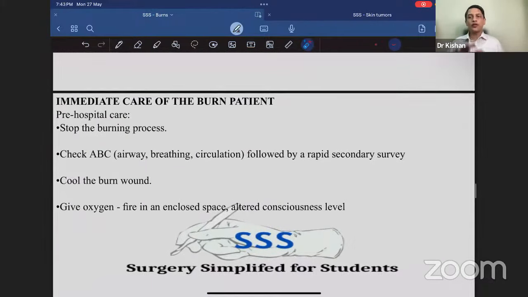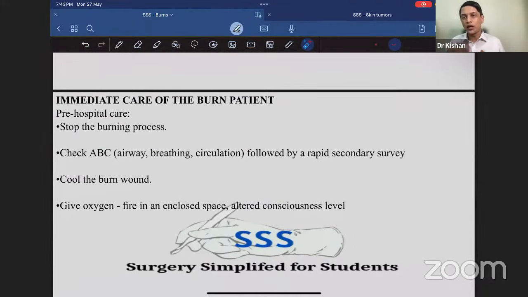So coming to the next part, now we know how to assess the burn injury and how to calculate the burn injury. What are the different types of burn injury we know. Now, how do we give immediate care if it occurs nearby your house or nearby your school, college, anywhere? What do we do immediately?